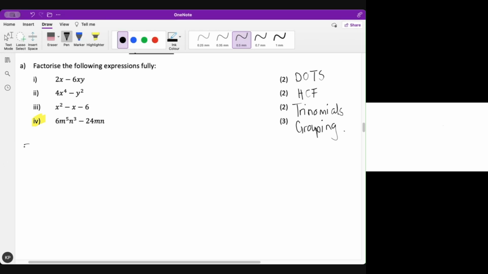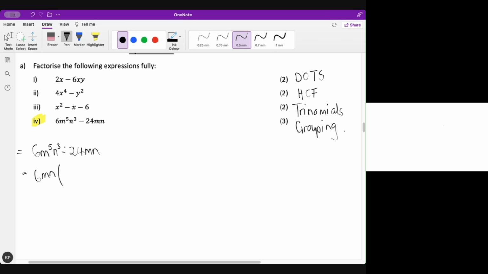Let's start with the HCF for the numbers. 6 and 24. What's the highest common factor between those two? That is indeed a 6. Okay, so it's 6. What's my highest common factor for the M's? Oh my God. How many M's can I take out? Only 1. 100%, guys. And then N. I can only take out 1.